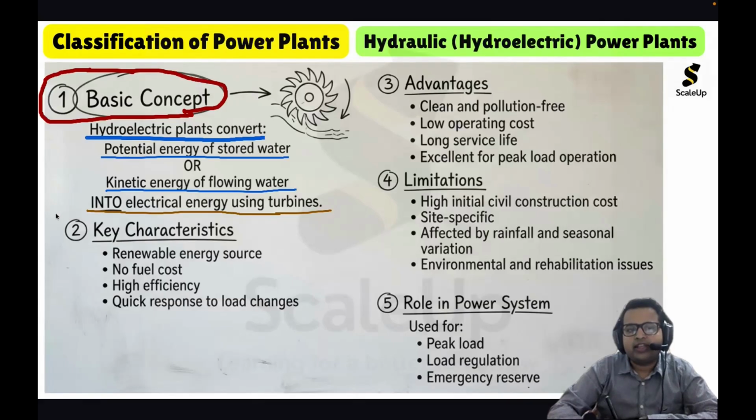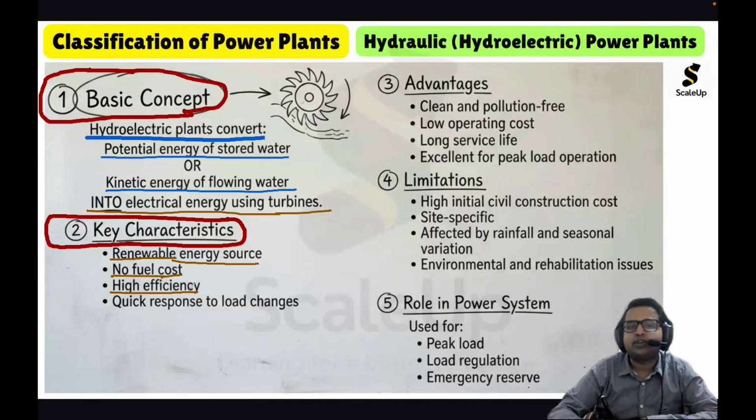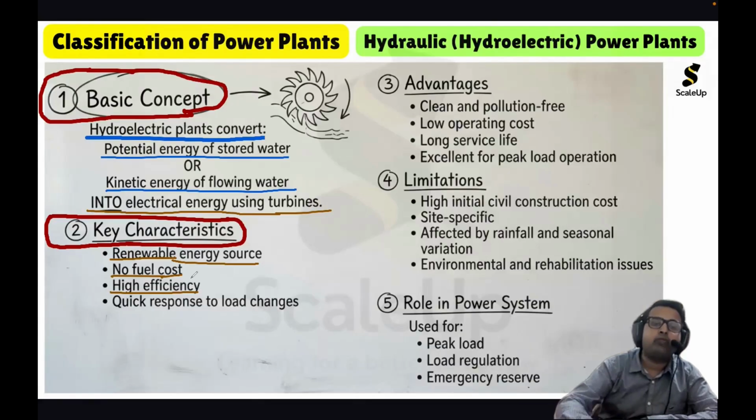If we talk about the key characteristics, the energy source is renewable, because the energy source is water, and water, we know, is renewable because of the rain. We keep on getting water. Water can be renewed. No fuel cost is involved because water is freely available. High efficiency because heat energy is not involved, so losses will be very less. This is a very important point.